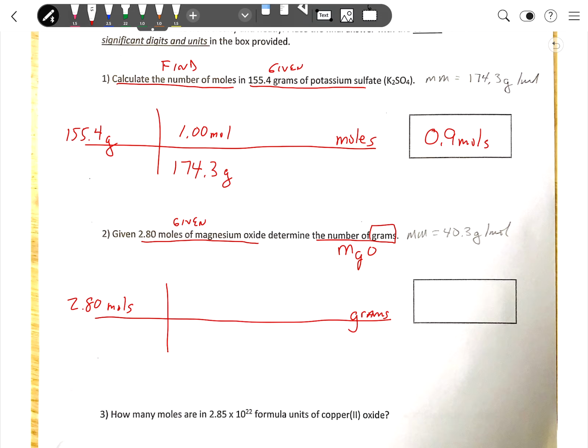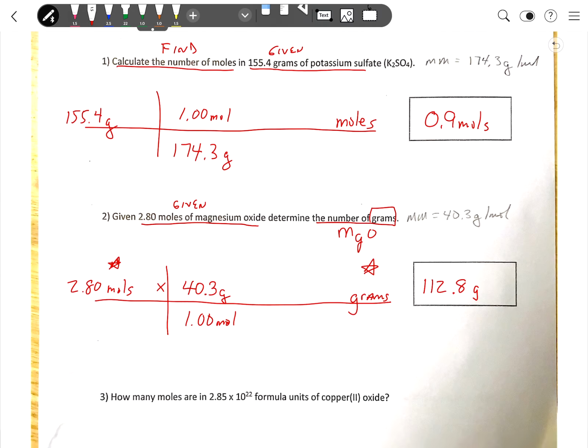Okay? So if you take your flow chart and you start with moles right here, and you have to get to mass, which is grams over there, it's going to tell you that you're going to have to put the molar mass of magnesium oxide, 40.3 grams, over 1 mole. Now this becomes a multiplication problem. When the numbers are side by side, this becomes a multiplication problem. And so when you solve this problem, 2.80 times 40.3, you get a number 112.84. And so our answer is going to be 112.8 grams of that magnesium oxide.